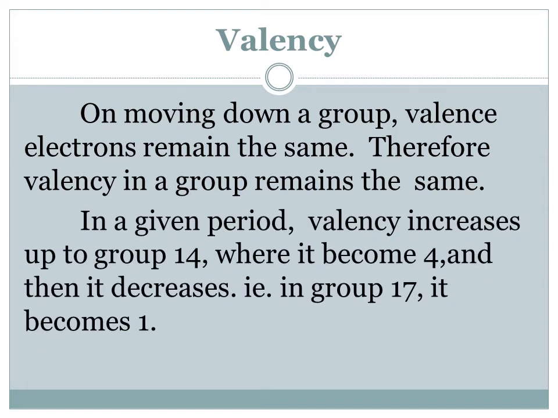In a given period, valency increases up to group 14 where it becomes 4 and then it decreases. That is, in group 17, it becomes 1. So, in a period, valency first increases and then decreases. It increases up to group 14 where it becomes 4, and then it decreases. And when you take group 17 elements, the valency becomes 1.